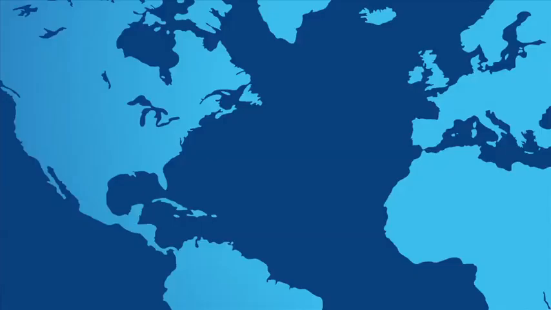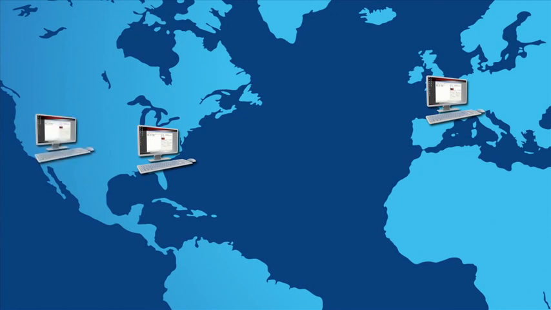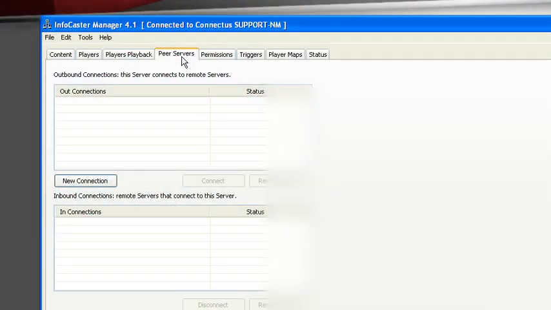Harris digital signage systems are designed to meet client needs locally, nationally, or globally. We can set up multiple InfoCaster Manager systems to manage playback in different regions. As an example, our overall signage system might include European Union, Eastern US, and Western US InfoCaster Managers. The Peer Servers tab allows us to interconnect multiple InfoCaster Managers to share content and players.